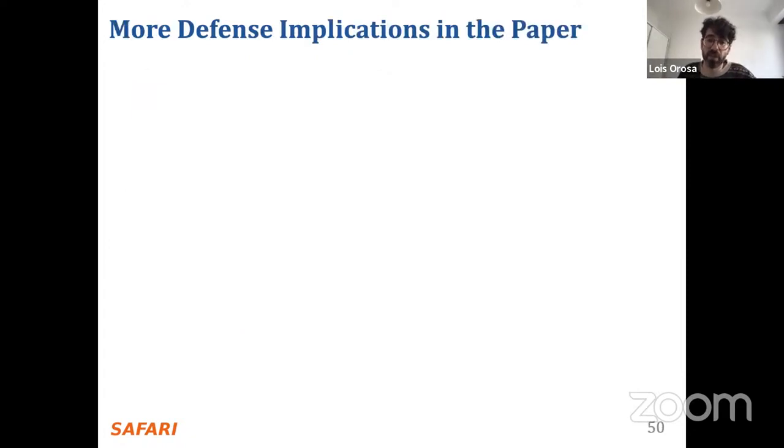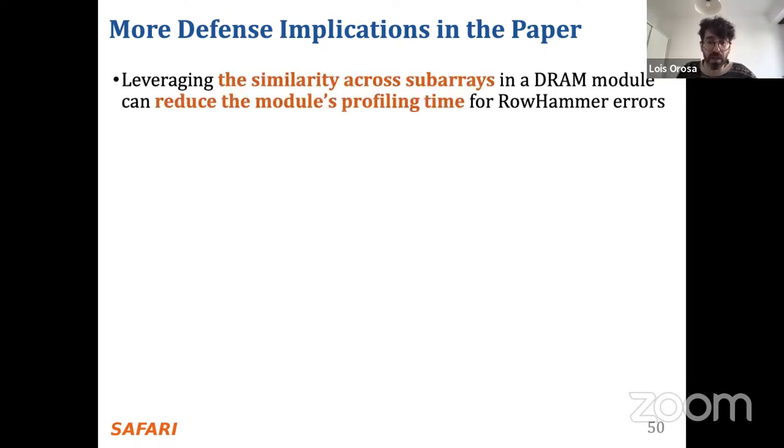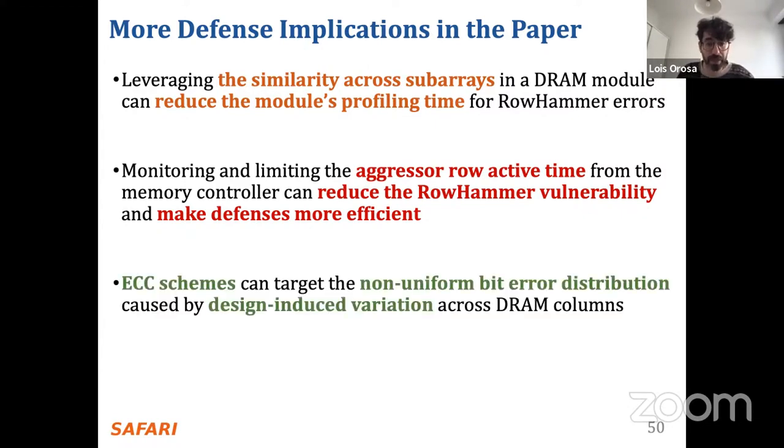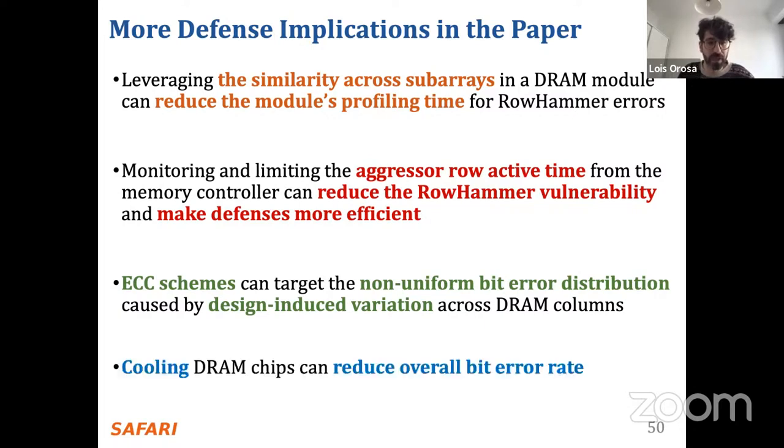We propose more defense improvements in the paper, and I will briefly mention them in this slide. First, leveraging the similarity across subarrays in a DRAM module can reduce the module's profiling time for RowHammer errors. Second, monitoring and limiting the aggressor row active time from the memory controller can reduce the RowHammer vulnerability and make defenses more efficient. Third, ECC schemes can target the non-uniform bit error distribution caused by design-induced variation across DRAM columns. And fourth, cooling DRAM chips can reduce the overall bit error rate.